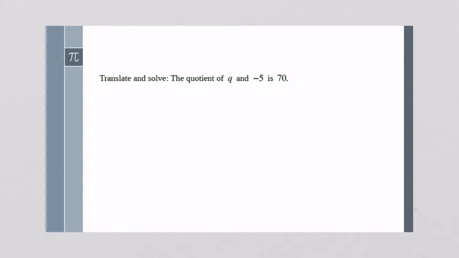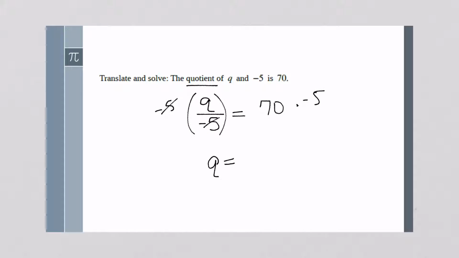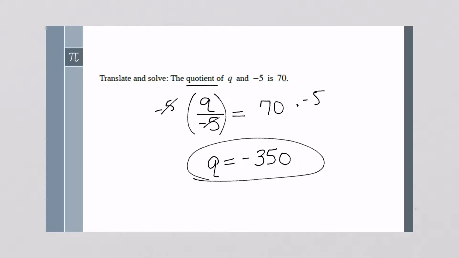Okay, on this one, they're using the fancy word for divide. They're using the word quotient. So how you write this is the quotient of Q and negative 5. Q has to go on top because that's the first thing you read. Negative 5 goes on bottom. Is means equals 70. So I would multiply both sides by that denominator, negative 5. The negative 5's cancel. Q is equal to, negative times a positive is a negative, 5 times 7 is 35. Put my 0 on the end, so negative 350 is my final answer here.